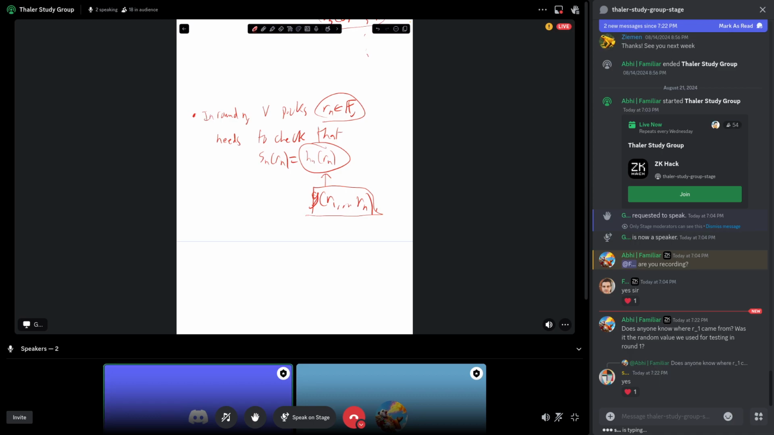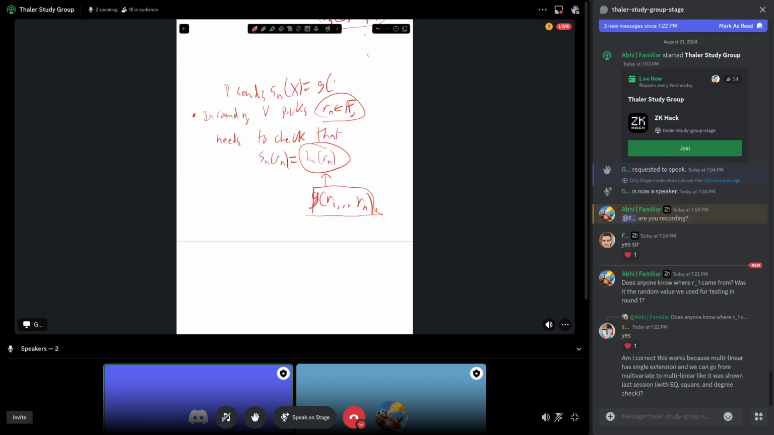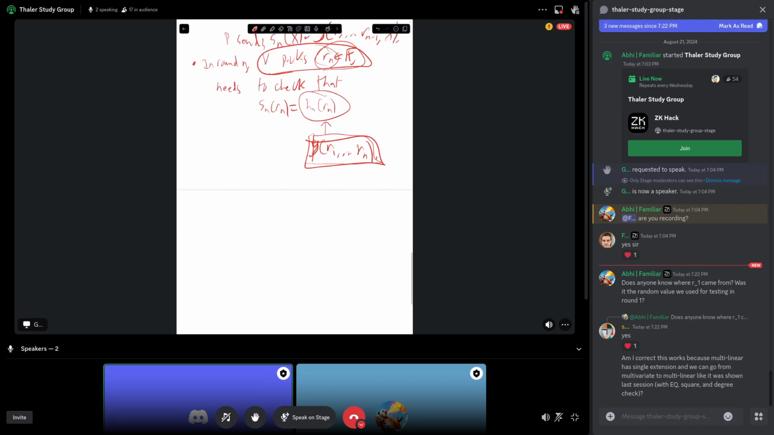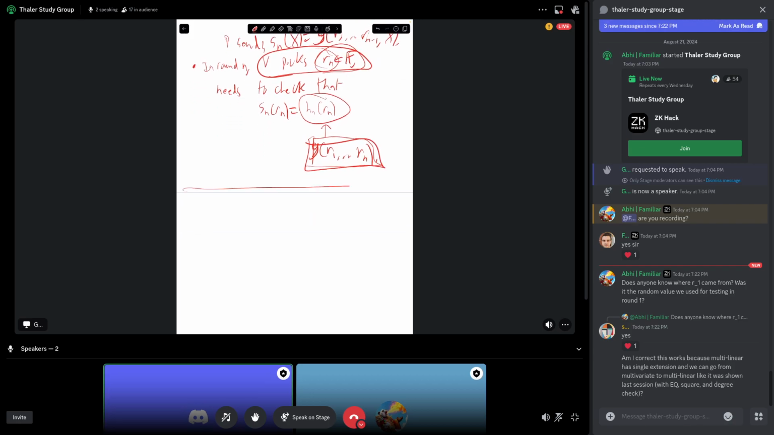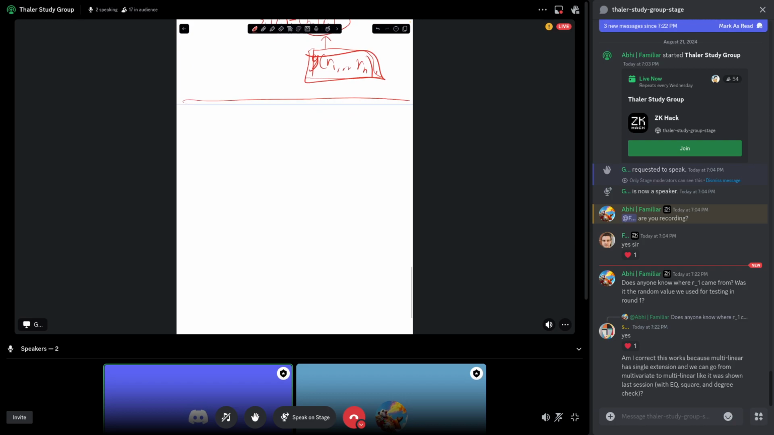just the final round polynomial the prover would send, so let S_n of x, which is just g of r_1 up to r_{n-1} comma x. And then once the verifier picks a random value in the nth round, the thing that's left to check is just a single evaluation of g. Okay. So that's it. So just writing it out in full.